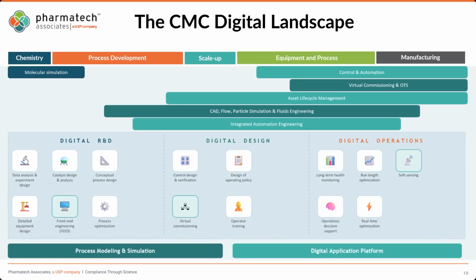So this slide gives us the big picture. It's a map of where digital tools fit across the entire drug development and manufacturing journey. On your left, you see chemistry, process development, scale up, all the way to manufacturing. There, on the left side, we've got digital R&D, where we're doing molecule identification, high throughput screening, data analysis, experimental design, even early stage process design and process optimization. On the engineering side, there's front-end engineering. All of these things have a digital component that can be added to either complement, provide greater insight, or drive speed to insight.